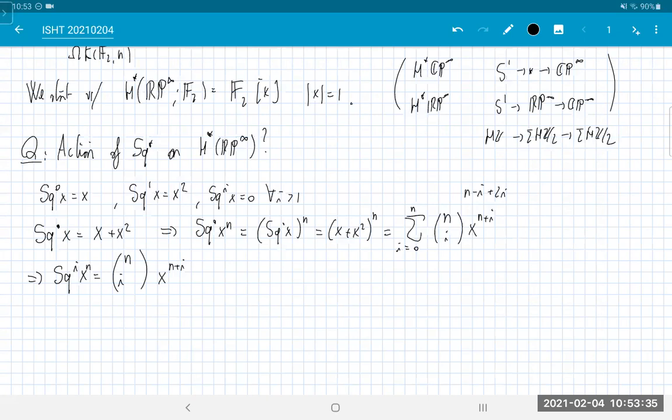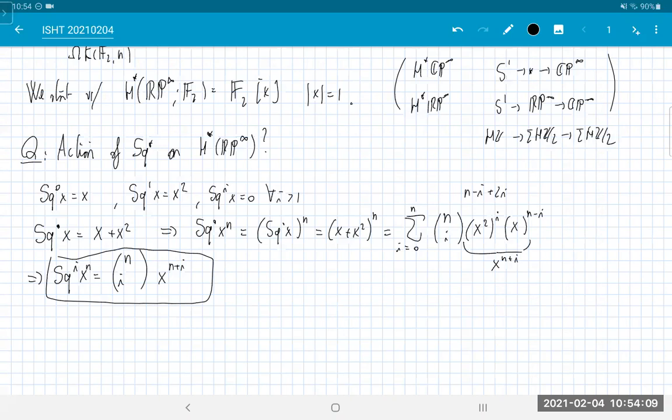Just a small indexing mistake. Sorry. Right, it's x squared to the i, x to the n minus i, and that's just x to the n plus i. I was doing it the other way around. That was also a valid thing to do, but the indexing was confusing. And I think this formula is a clean way of stating things. Okay, great. We completely understand the action of the Steenrod algebra.